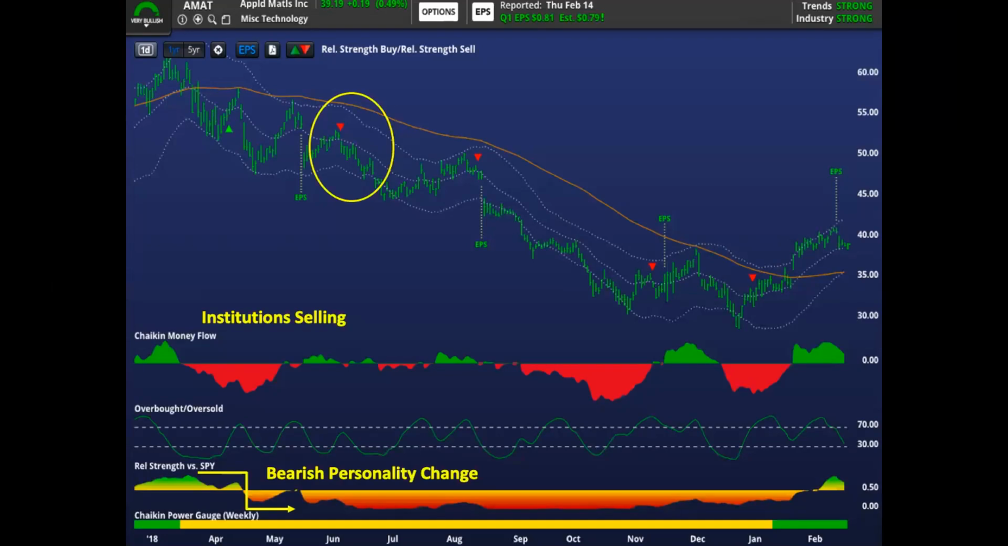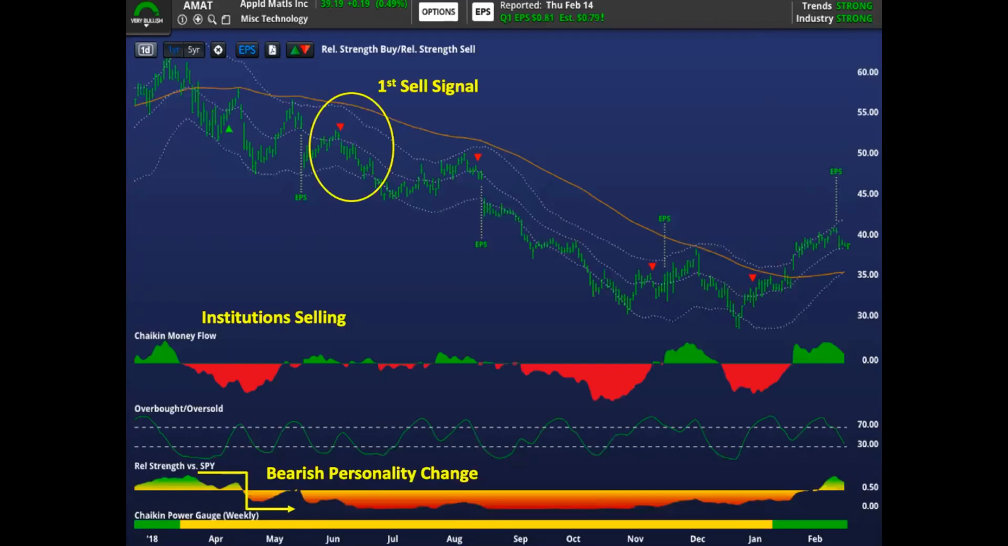So here's a good example of a very popular stock, Applied Materials. They make semiconductor manufacturing equipment along with Lam Research. They were big, big winners. The stock went from 16 to 60 in 2 years. And along the way, the power gauge went from bullish to neutral. And then in April of 18, bearish personality change. Institutions were selling.